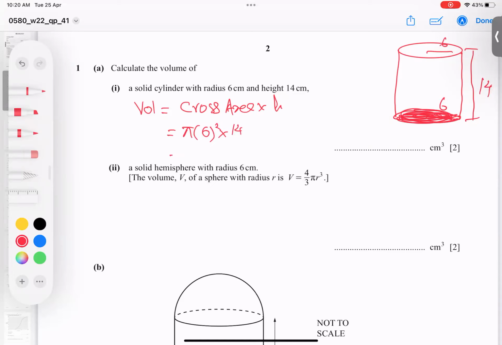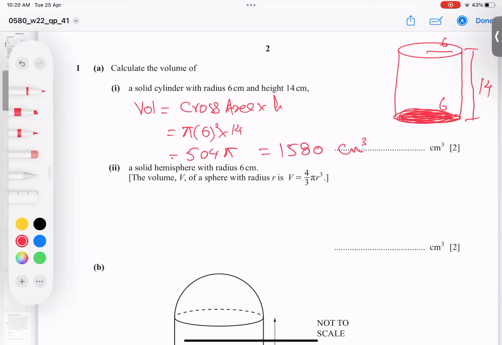And now typing in the calculator. So 36 into 14 into pi. Then I'm getting 504 pi, and to 3 significant figures, 1580 centimeter cube.